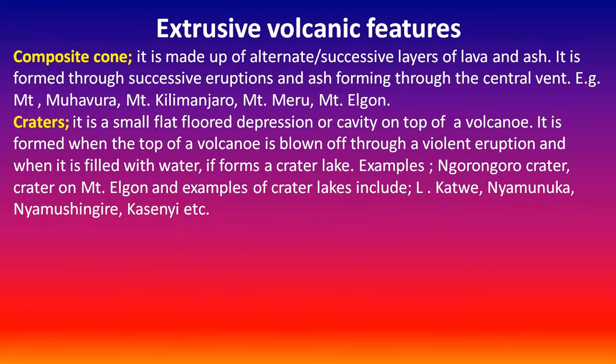We move on. Craters. It's also an example of extrusive volcanic features. A crater is a small flat-floored depression or cavity on top of a volcano. It is formed when the top of a volcano is blown off through a violent eruption. And when it is filled with water, it forms crater lakes. Quite a number in East Africa, for example, in the Queen Elizabeth game park. Quite a number, and the examples are given below here.